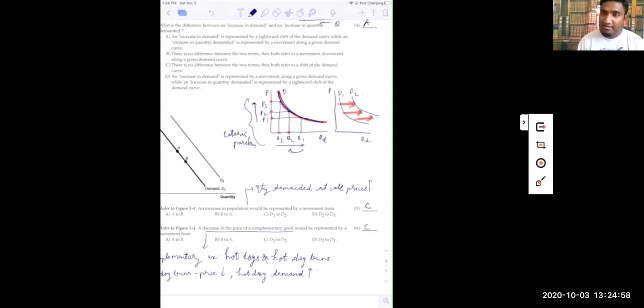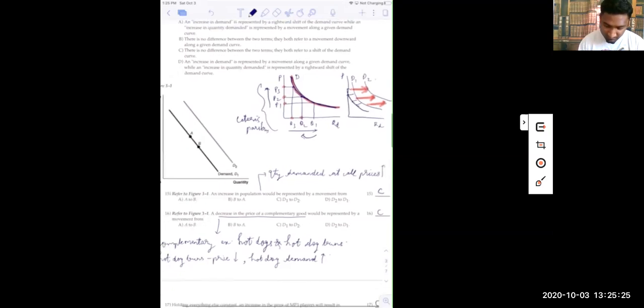But if at each of these prices, the quantity demanded is lesser than usual, or more than usual, then the demand curve will shift towards left or right. If the quantity demanded at each of these prices is more, then the demand curve will shift to the right, and otherwise it will shift to the left.